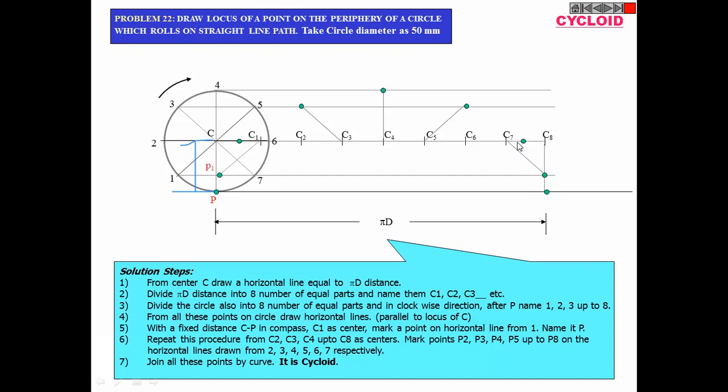So we'll give them names P1, 2, 3 up to P8, like this. These are the required points. Now we will join them and it will give us the required cycloid. Understood? Anyone having any question regarding this? This is what we were looking for.